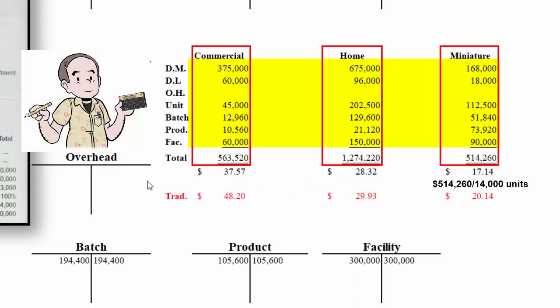In our traditional, in our old way of costing, we got very different numbers. We thought that the commercial unit was costing us $48 to make when it really is only costing us $37. So hopefully by using activity-based costing, we get a feel for exactly what it costs us to make our stuff so we can price it more appropriately.